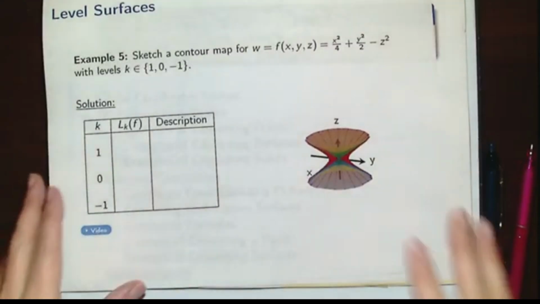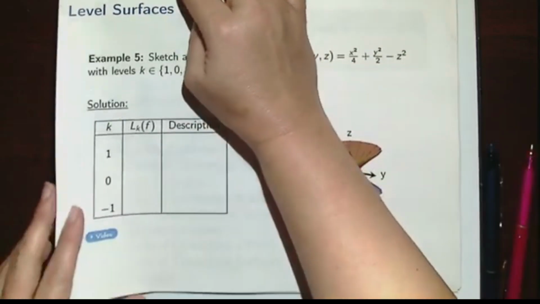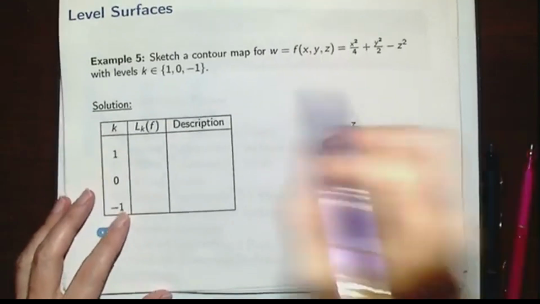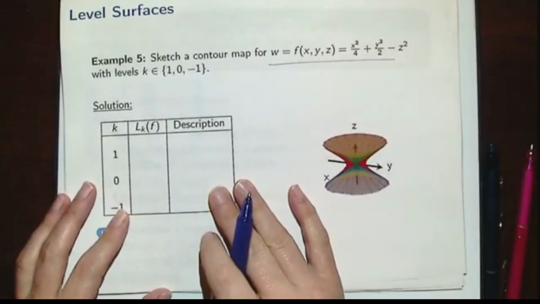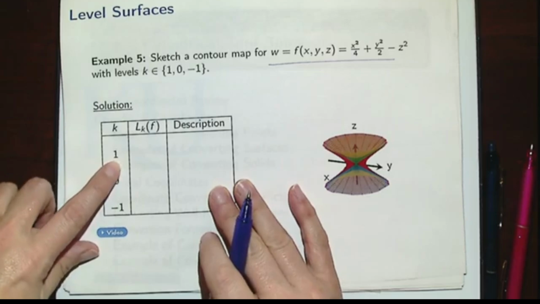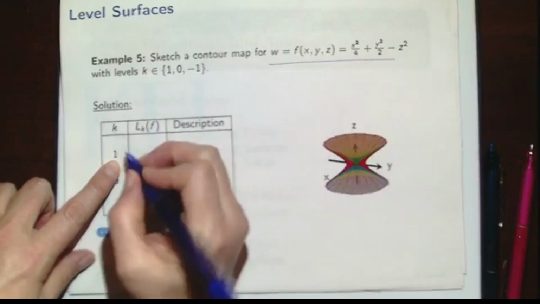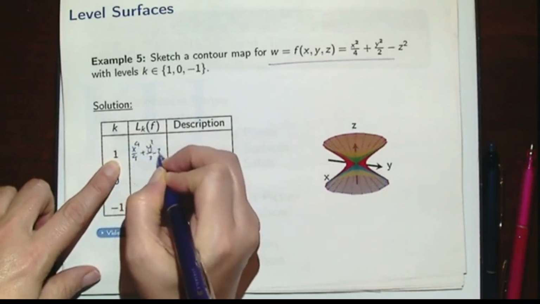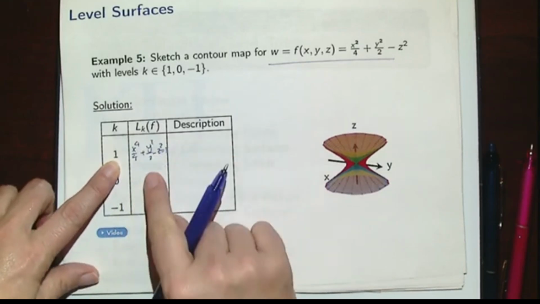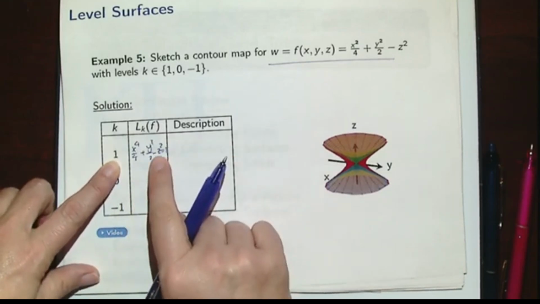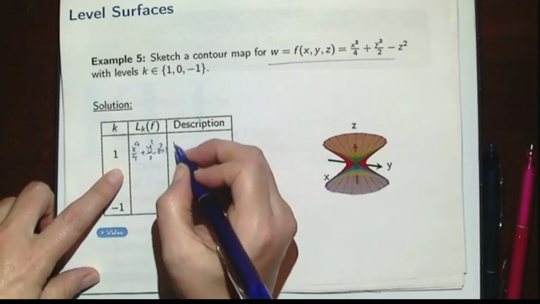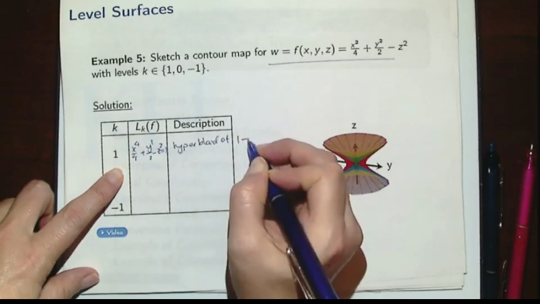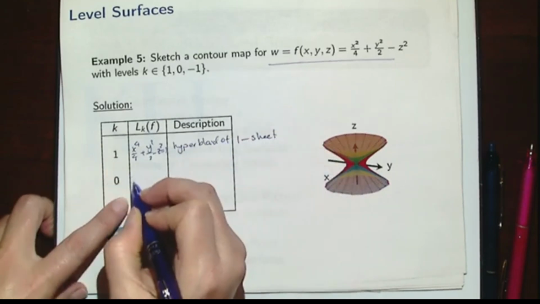Now let's do one more fun one, and then maybe a few iClickers. So here I have this function. It's asking me to find the level surface equal to 1. So what would that be? It's x to the 4th over 4 plus y squared divided by 2 minus z squared equal to 1. What shape is that? If I set z equal to 0, I get something. So this is a hyperboloid of 1 sheet.